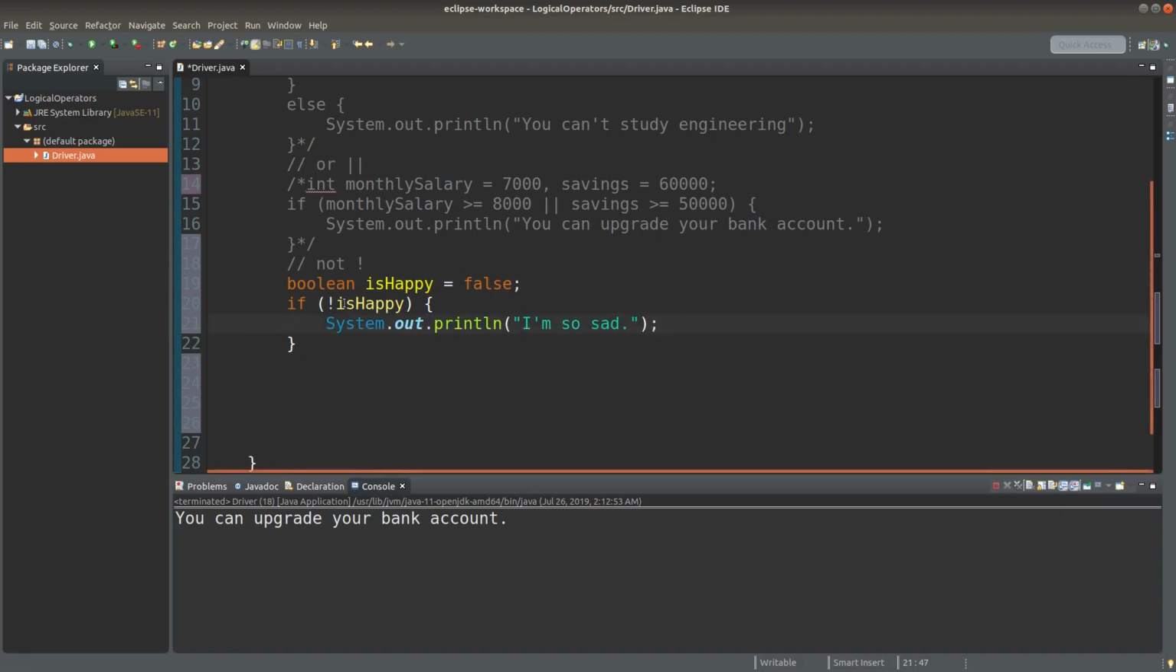If not isHappy, I will do the printing of this statement. So for now, isHappy is false. So not false here means true. If the thing inside the parentheses is true, I will do the thing followed by the curly braces. So for this situation, I'm able to print out this statement.